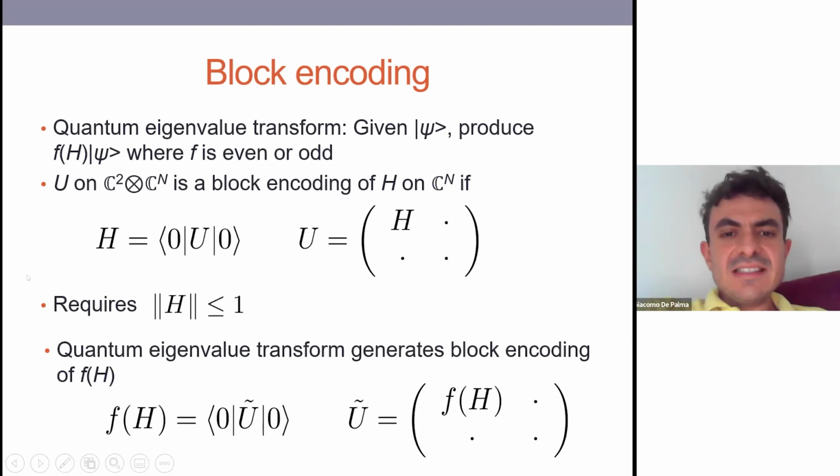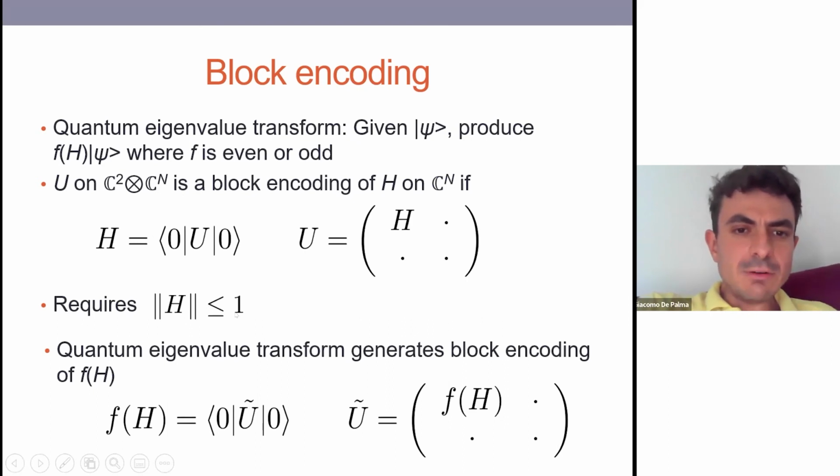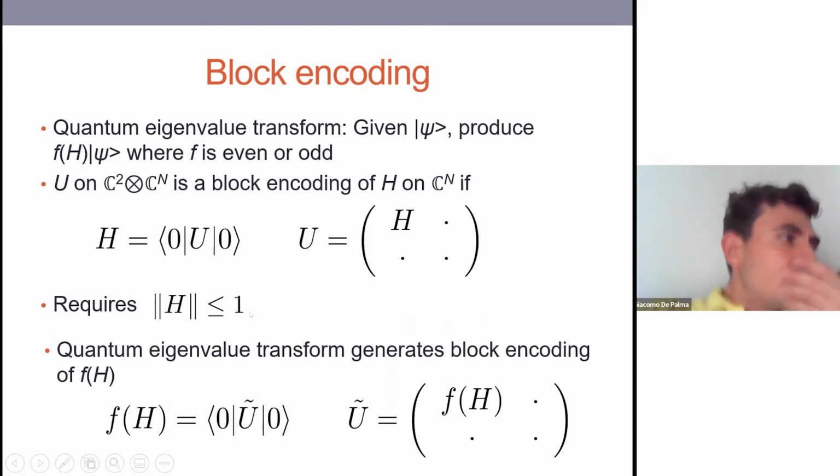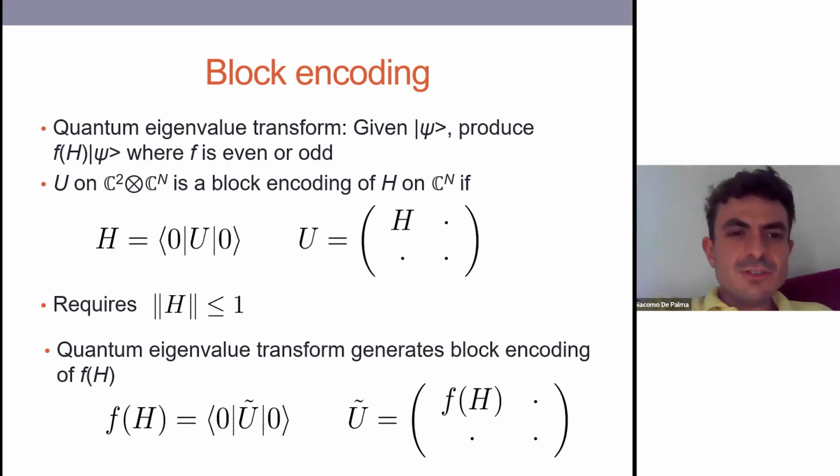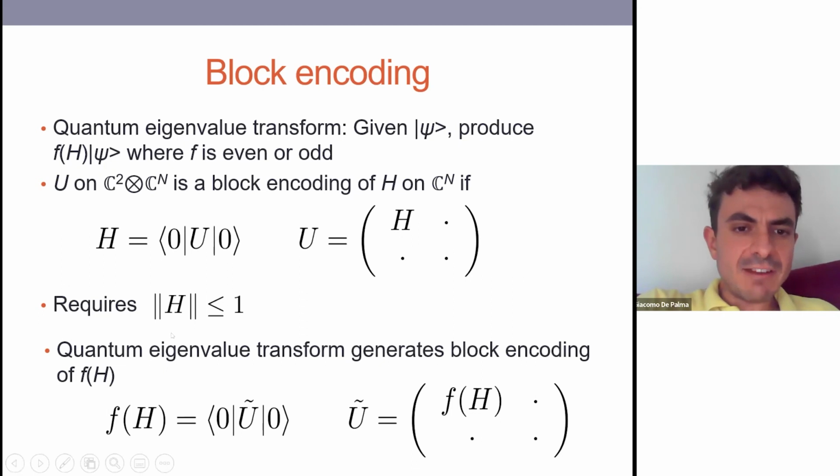Now, of course, since the operator U is unitary, what is in this upper left block needs to have operator norm at most 1. This may, in general, not be true for the Hamiltonian that we want, but of course, we can always rescale the Hamiltonian such that the operator norm becomes smaller than 1. And from now on, we will consider this rescaling to be implicit and always there. So H will be rescaled such that this requirement is satisfied.